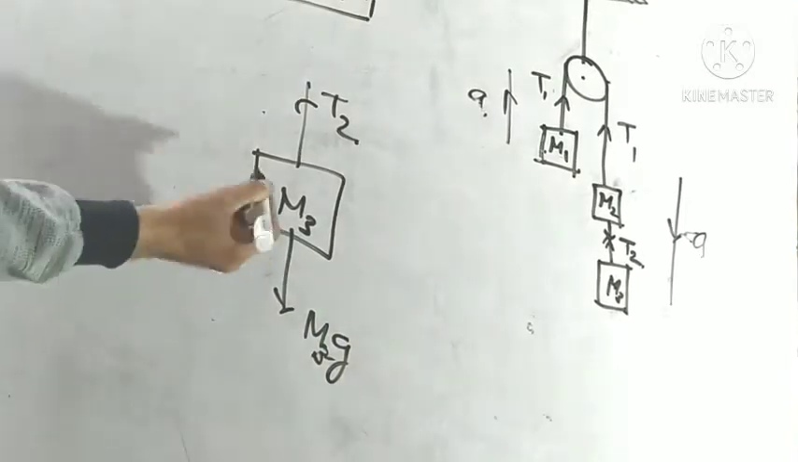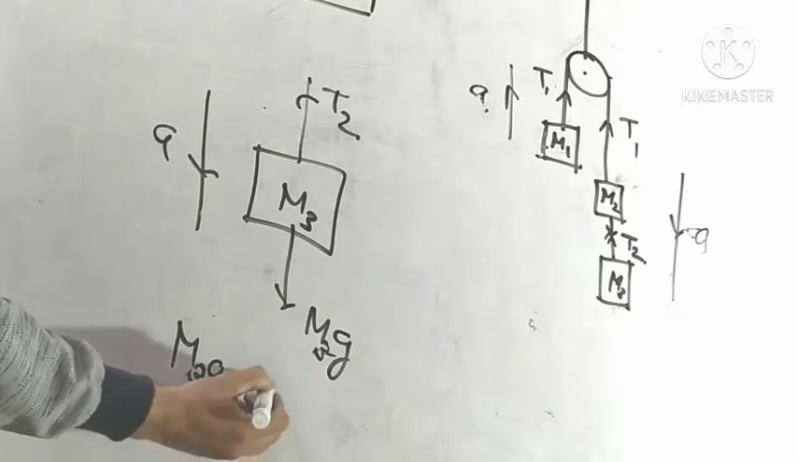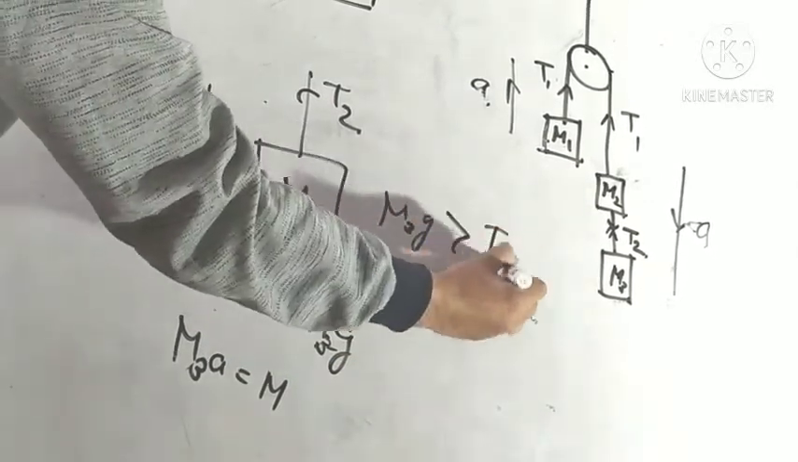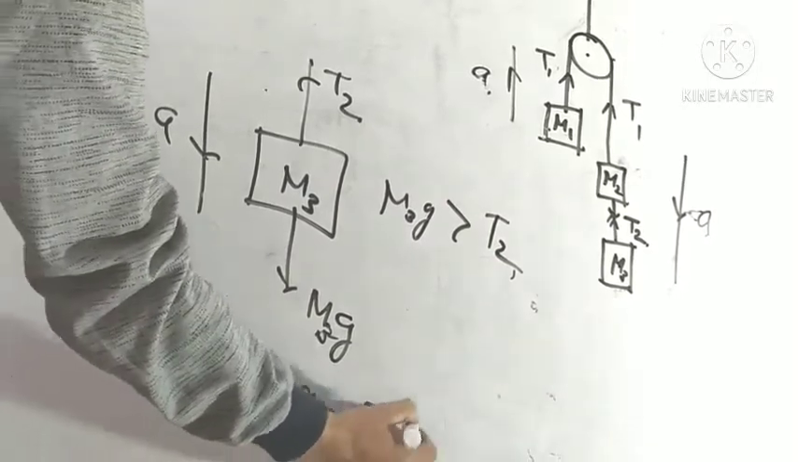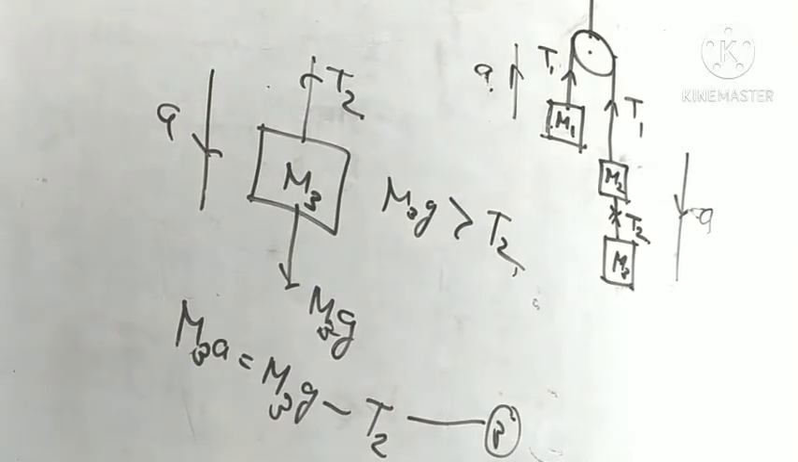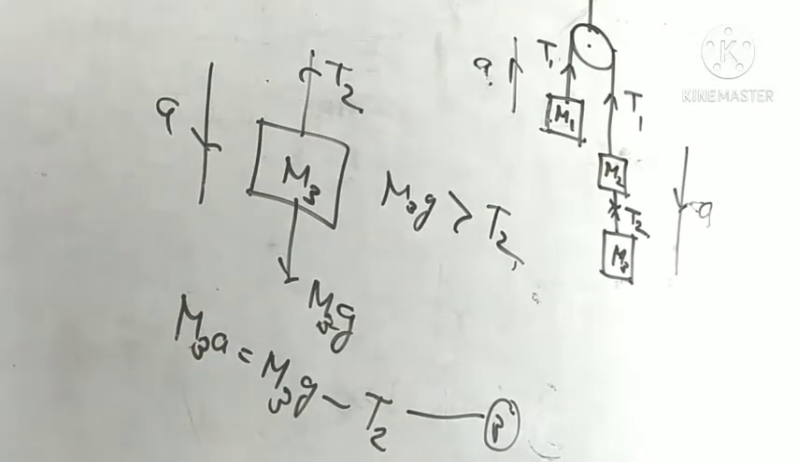So the net force on this body is M3A. The weight of this body must be greater than tension T2 in the string, so M3A equals M3G minus T2. We give it equation number 3 here. So we have a total of 3 equations, and by solving these 3 equations we will get the acceleration, tension T1 and T2.